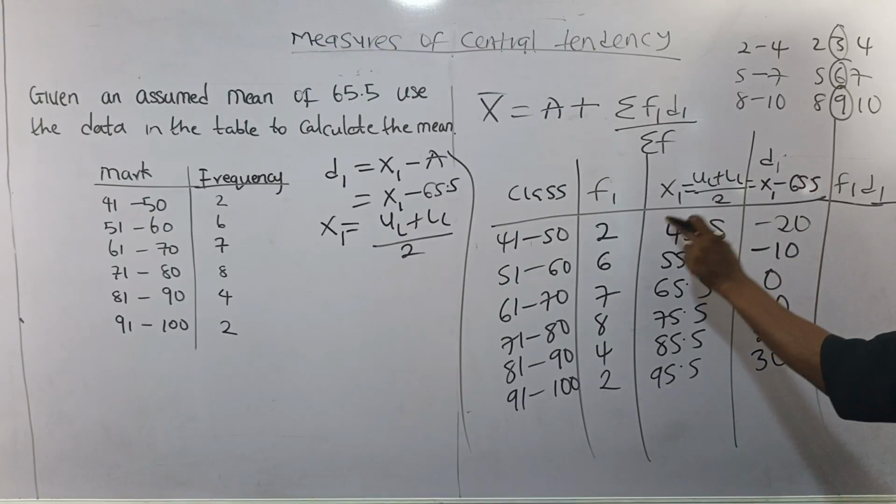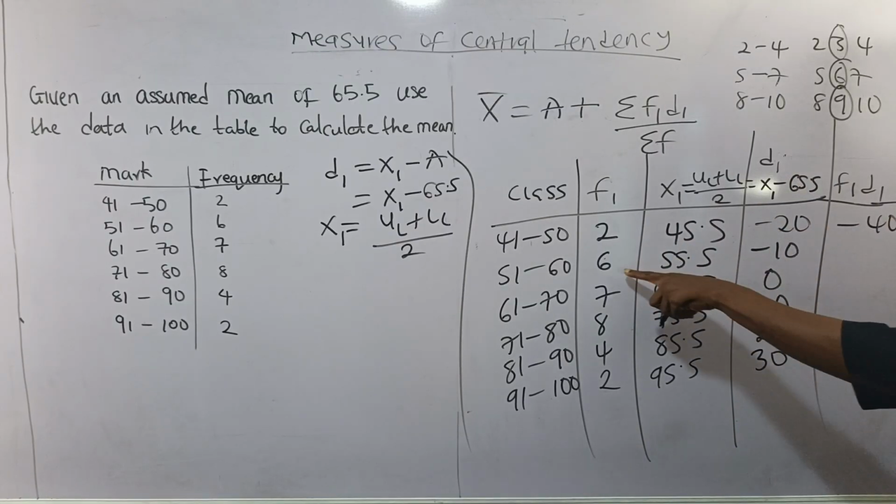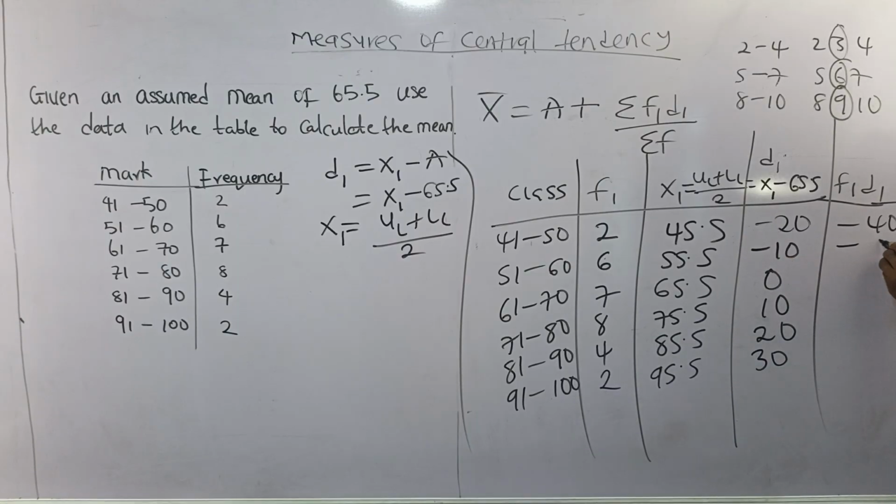F1 D1. 2 times minus 20 will give me minus 40. 6 times minus 10 will give me minus 60. 7 times 0 is 0. 8 times 10 is 80. 4 times 20 is 80. And 2 times 30 is 60. And we add up. So I have minus 40 minus 60 plus 0 plus 80 plus 80 plus 60. This will give me 120.